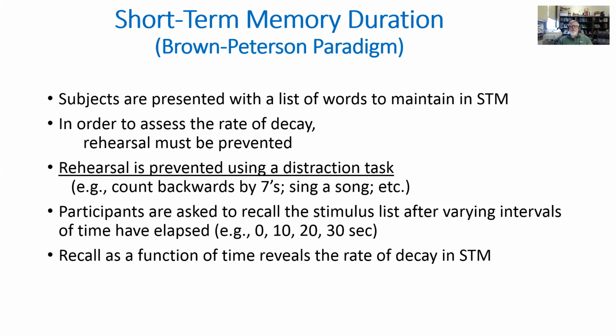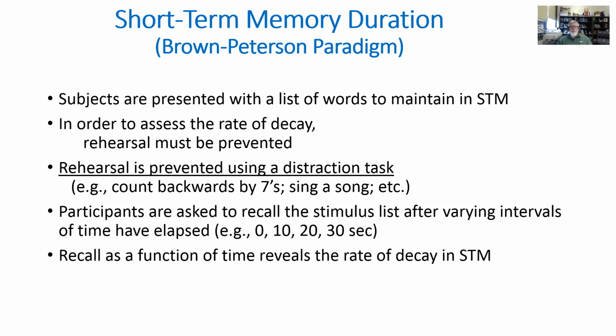So what that means is, in order to get an accurate measurement of how long the contents of short-term memory last, you have to prevent people from doing rehearsal. And that's what the Brown-Peterson paradigm does. You present the person that you're investigating with the list of words to remember. Then you immediately give them a distraction task to prevent them from rehearsing. Maybe they have to sing a song, for example, or they have to count backwards by 7, or some other task that keeps them from rehearsing.